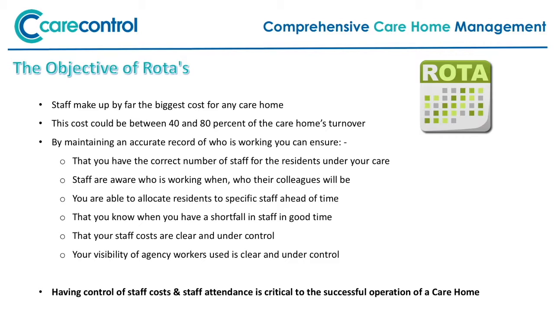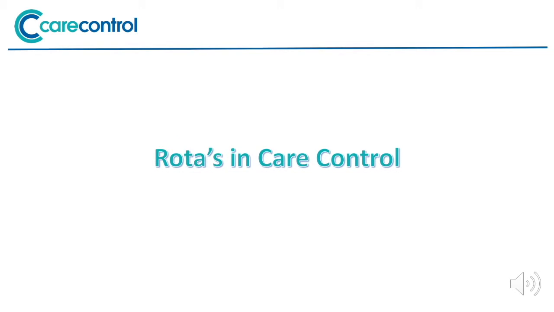By maintaining an accurate record of who is working, you can ensure that you have the correct number of staff for the residents under your care. Staff are aware who is working when, who their colleagues will be. You are able to allocate residents to specific staff members ahead of time. That you know when you have a shortfall in staff in good time. That your staff costs are clear and under control. That your visibility of agency workers used is clear and under control. Having control of staff costs and staff attendance is critical to the successful operation of a care home.